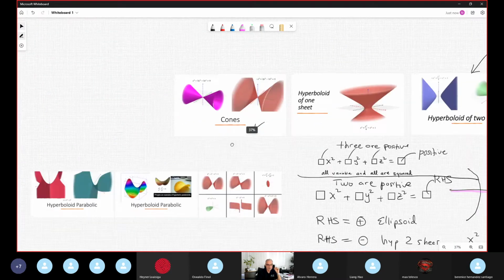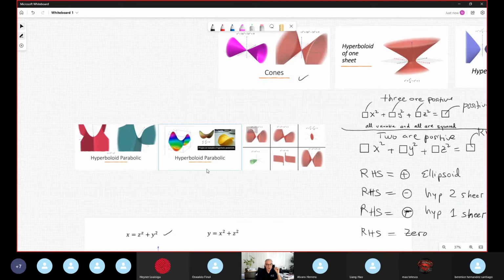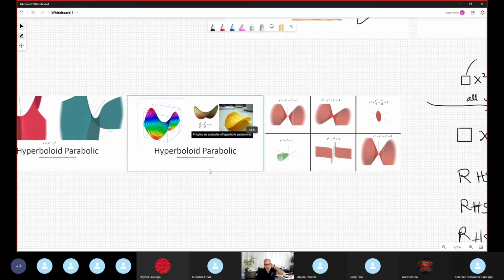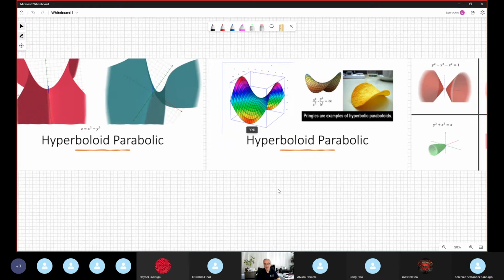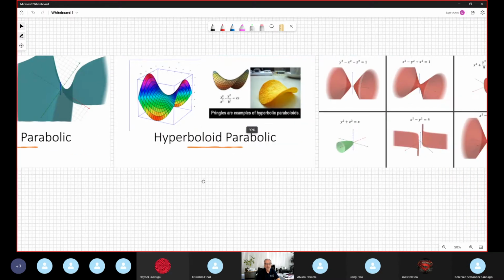Now, the famous hyperbolic paraboloid. What the hell? Hyperbolic paraboloid is this. Okay, in this case, I don't see very well. And this is clear because it looks like Pringles. Are you familiar with the Pringle? Pringle is a hyperbolic paraboloid. Okay?